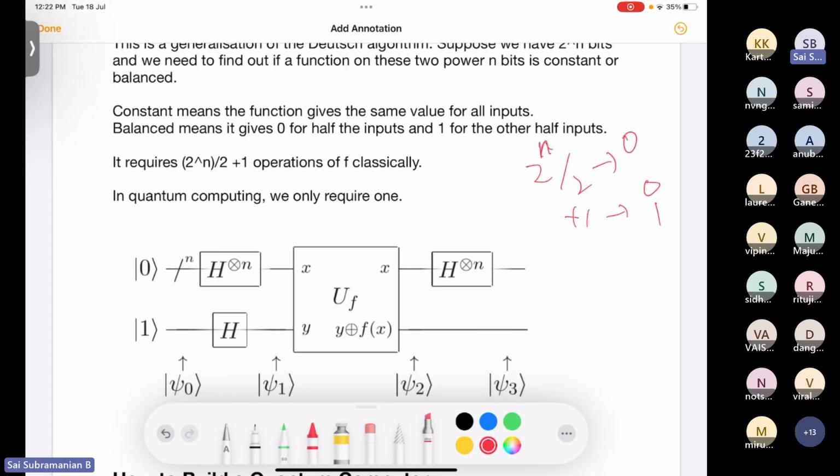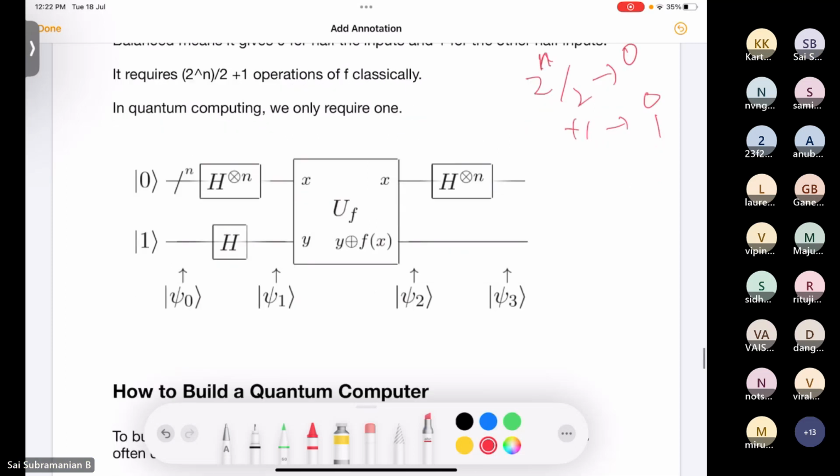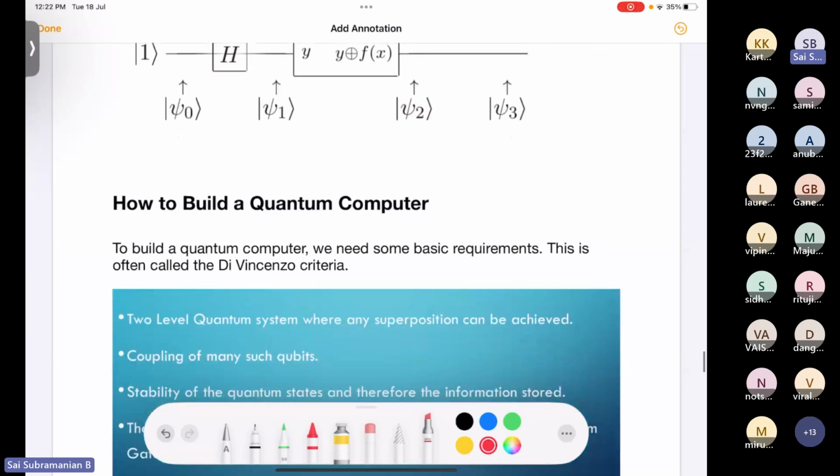A normal function could operate on 100 bits. A normal function could operate on a kilobyte of data, which is what, 8,000 bits. So you can think of the number of operations we need classically to find this out versus the one operation we need quantum mechanically. That's why in certain niche fields like this, and this is a useful problem, we would want to know if a function is constant or balanced. It could be a useful problem for a lot of things. And for that, quantum computing, in theory, can outperform any classical computer. So those are the examples that I wanted to cover.